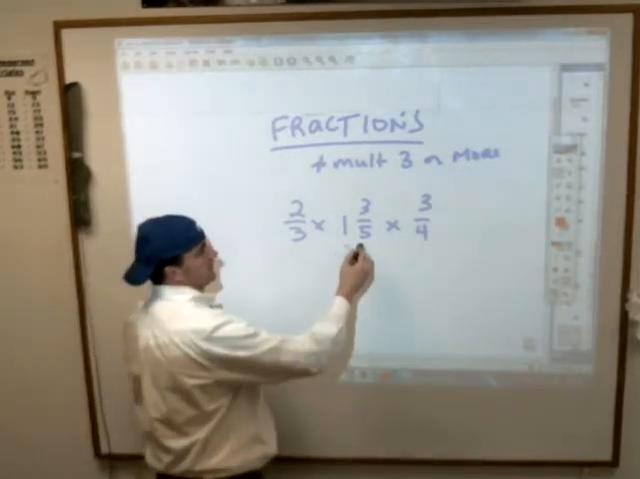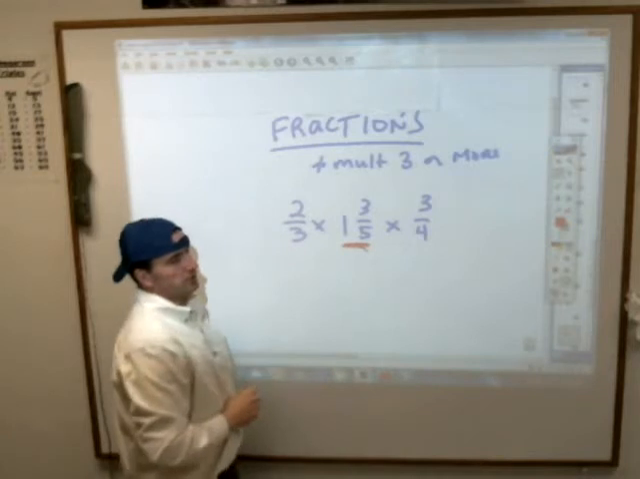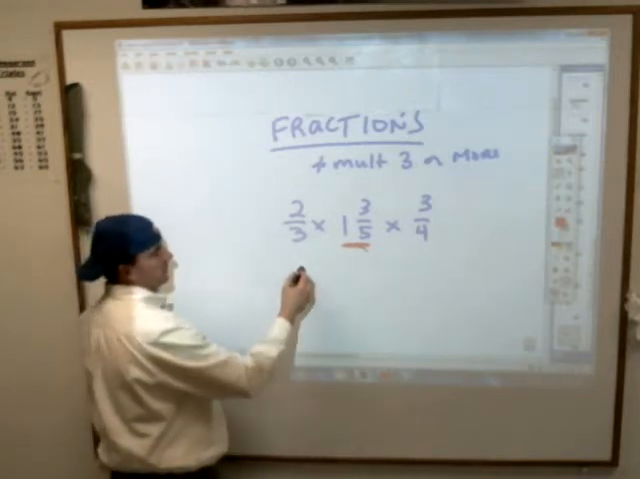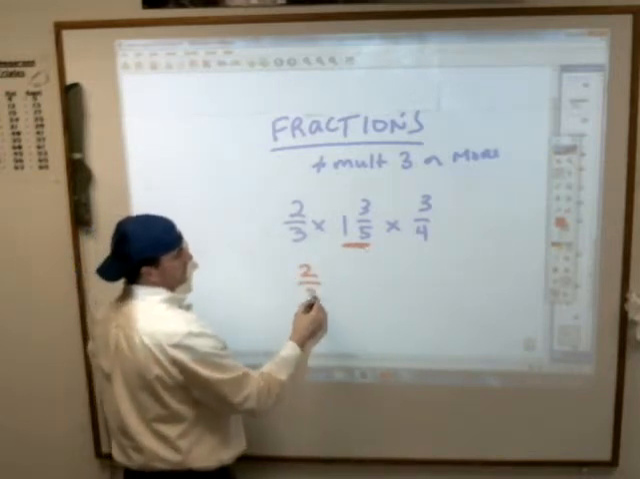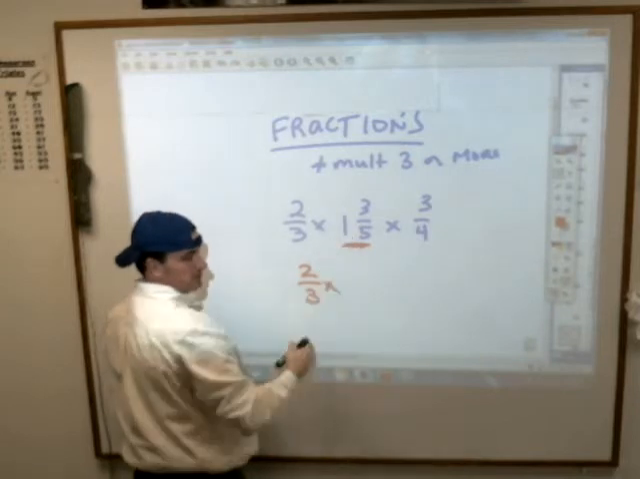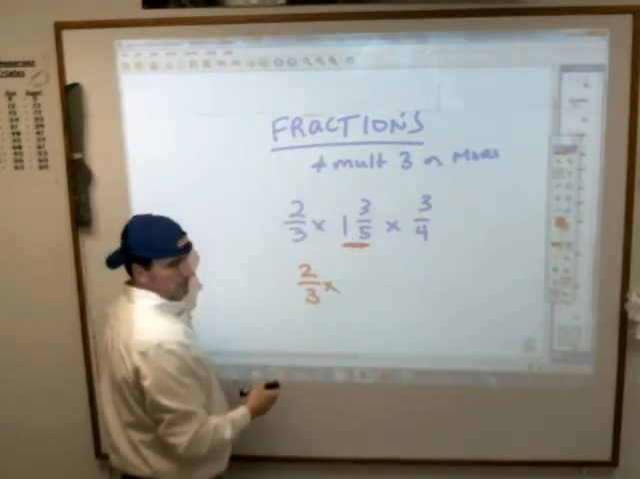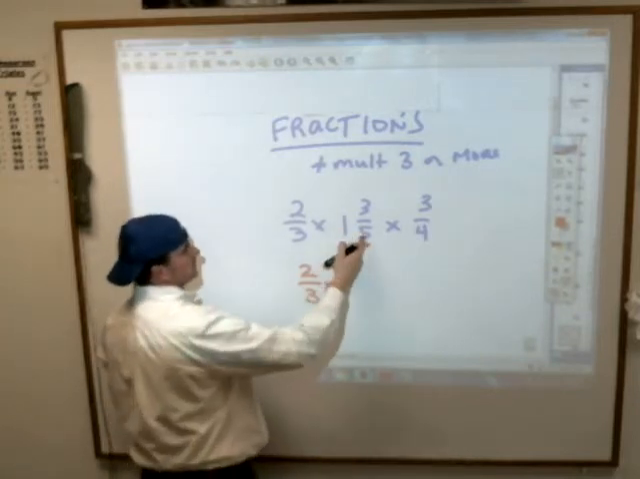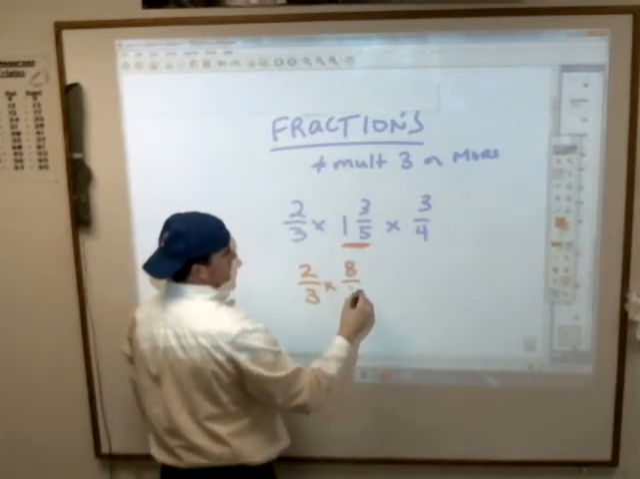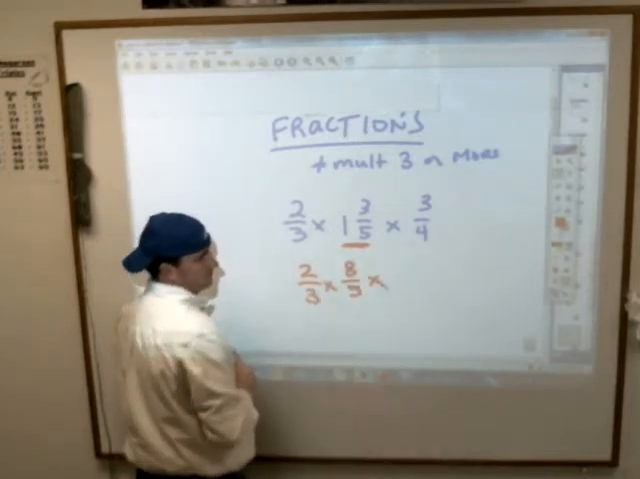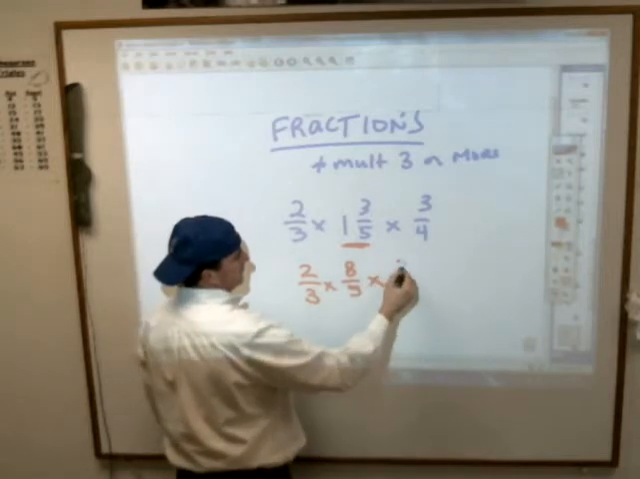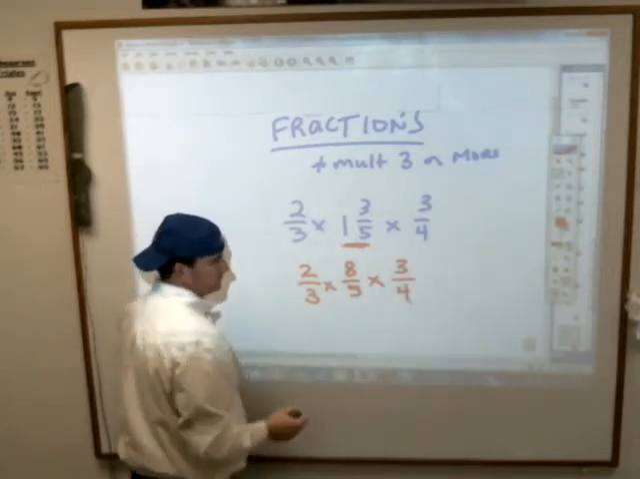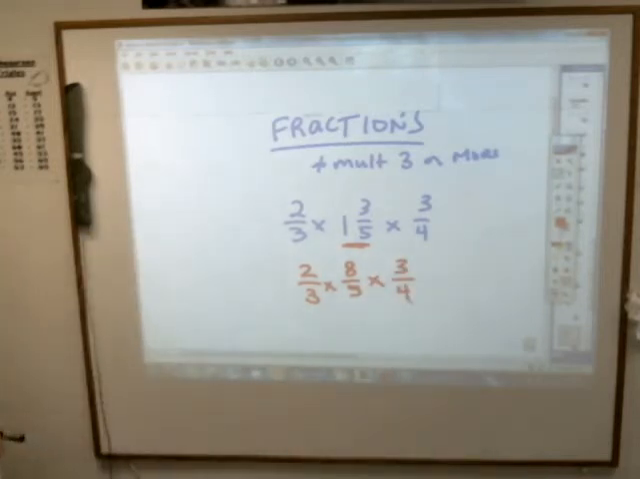Right. So you need to change this one into just a fraction because it's a mixed number. So you need to write this as 2/3 times, what is this as an improper fraction? 8/5 times, what's the last one? 3/4.